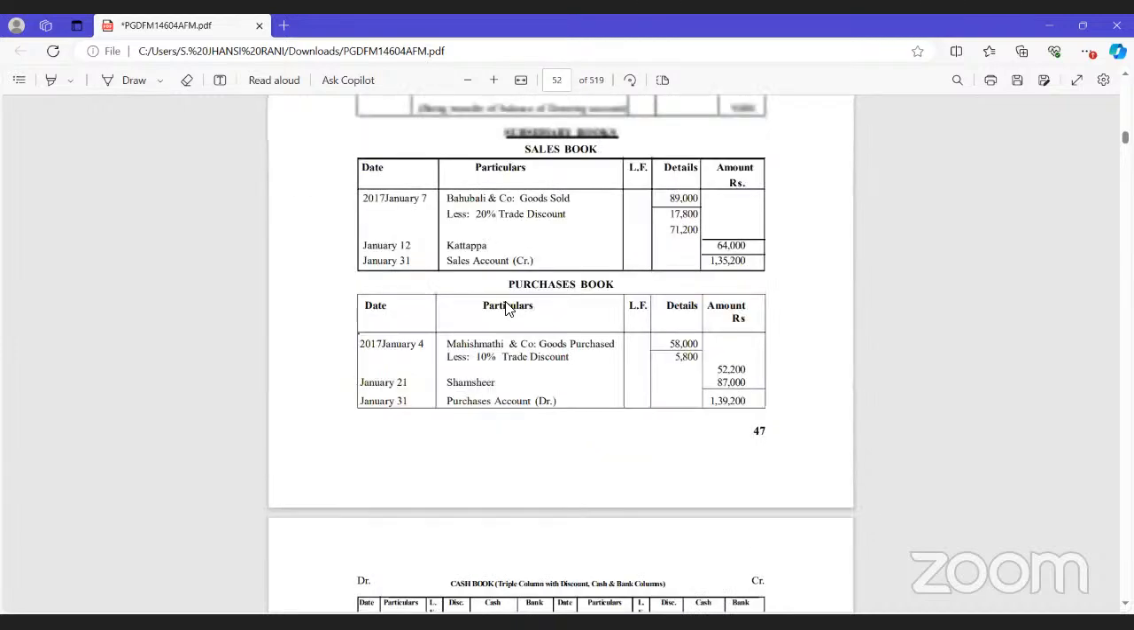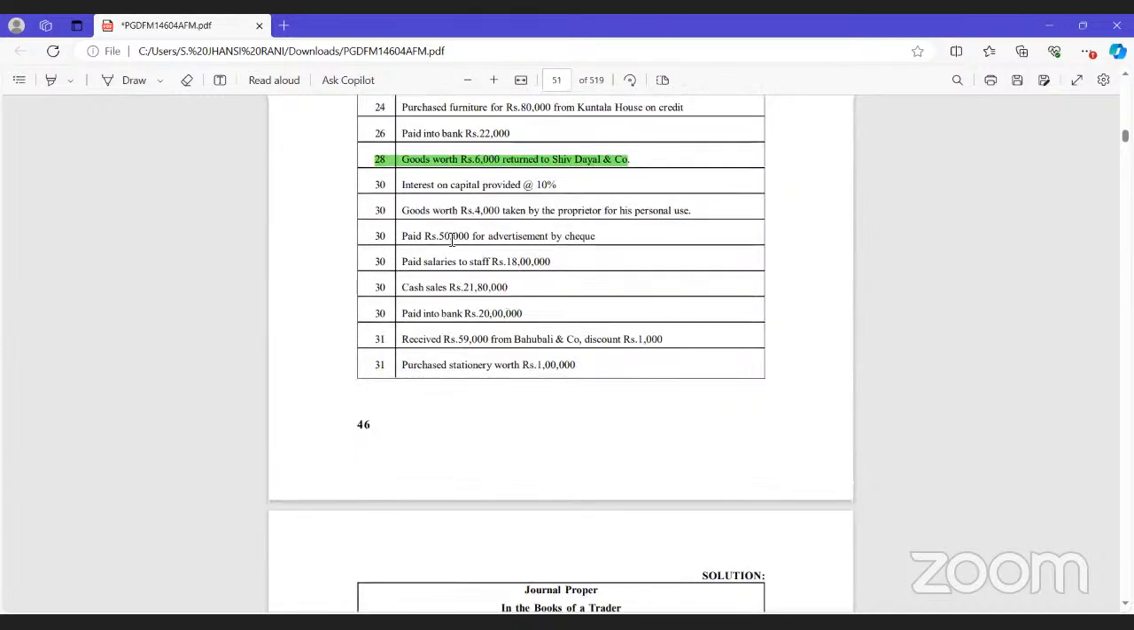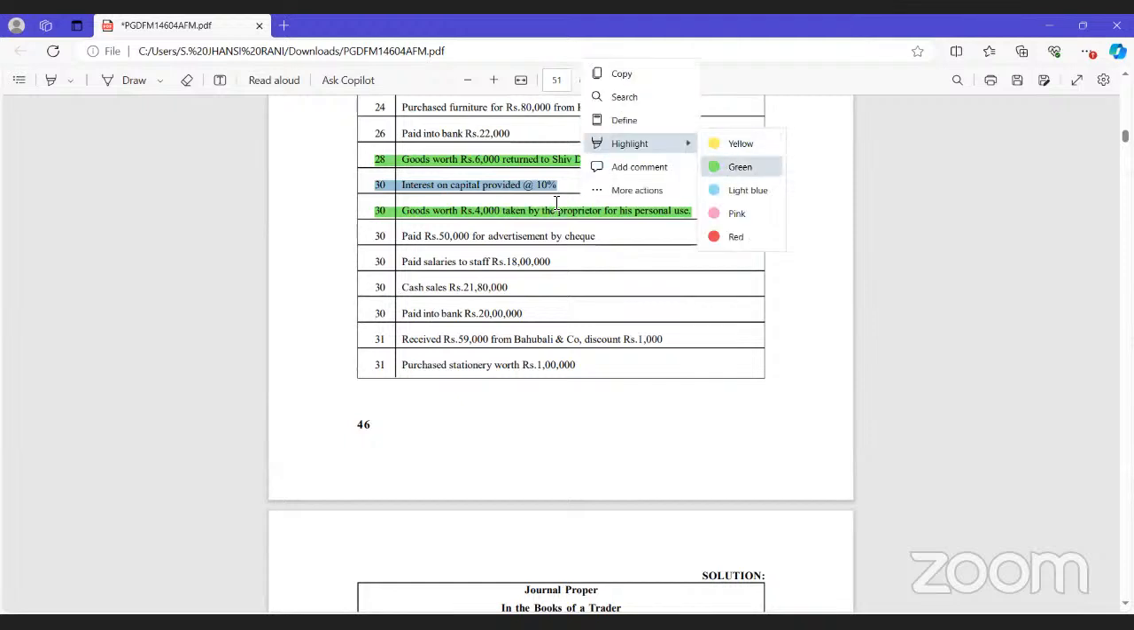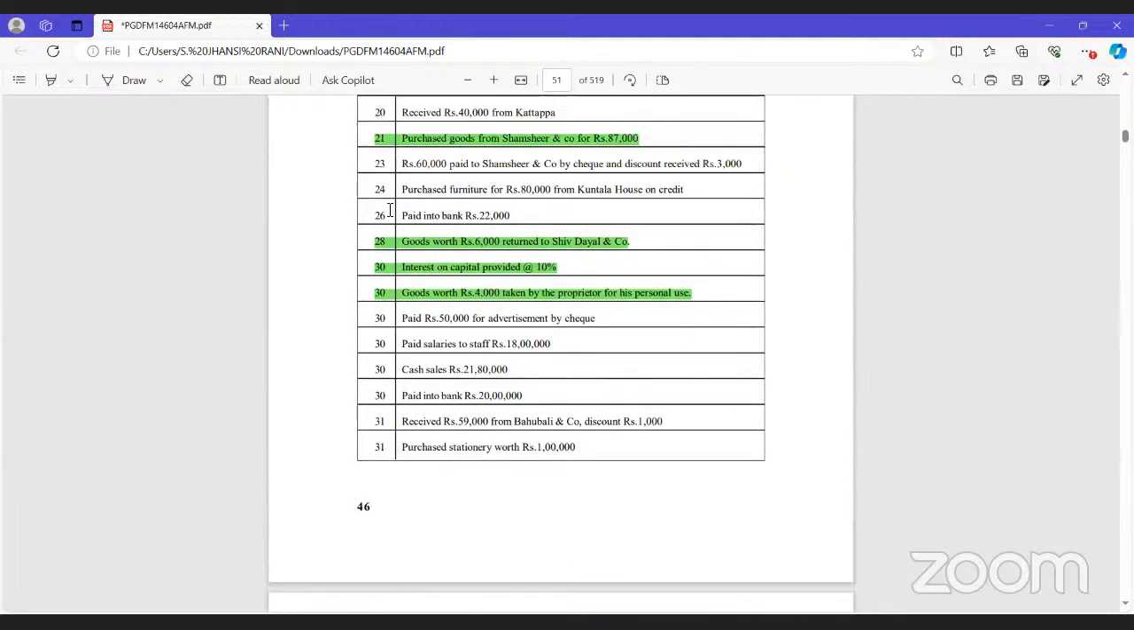But now we are not writing. Even goods worth... goods are taken, cash is not taken now, so I will not take it in the cash book. Here interest also I will not take. Why? Because I am providing, I am not paying. If it is paid, then only I will take it in the cash book. Anything else? Yes, this is a credit transaction. In the cash book, we take only cash transactions. Here they clearly mentioned on credit, so I will not take this.